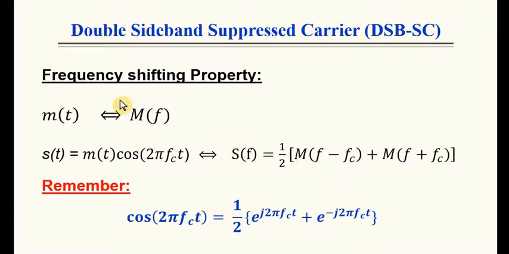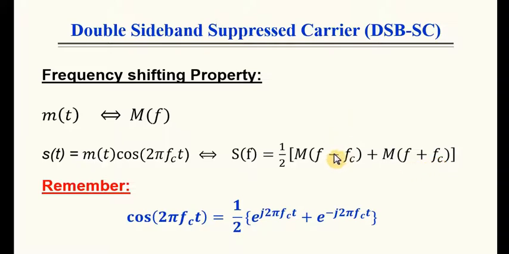So the frequency shifting property: we have m of t, and as we said, the Fourier transform for m of t is capital M of f. Here we have the modulated signal, the double sideband suppressed carrier signal, which is the multiplication of the message signal by the carrier signal. If we take the Fourier transform for this modulated signal for DSB-SC, then S of f is equal to half of capital M of f minus fc plus M of f plus fc.